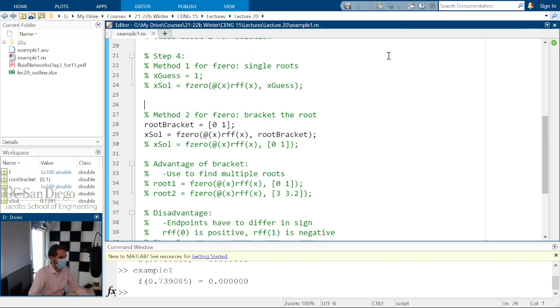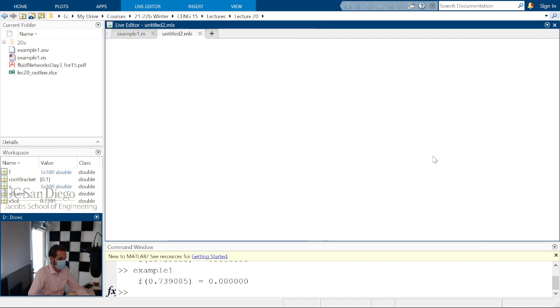Okay, so we didn't have much content there. Let's look at another example. I'm going to use a live script for this so that we can do some math in here, and you can actually see it.